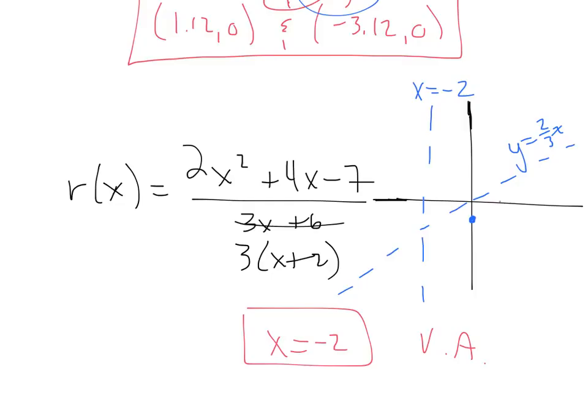1.12, so we're talking about over here. And -3, which is back over here, because the vertical asymptote was -2. So what do you know already? Where's this graph going to look? What is it going to look like? Somebody show me with their hands. Just draw it in front of you.